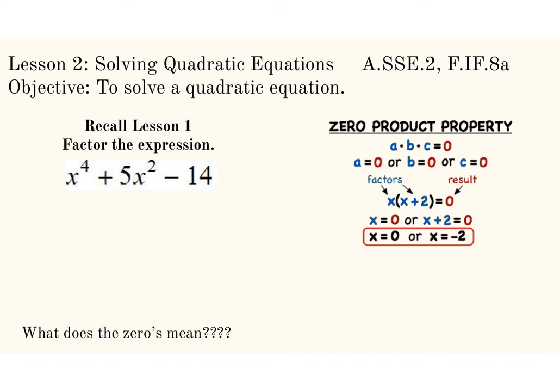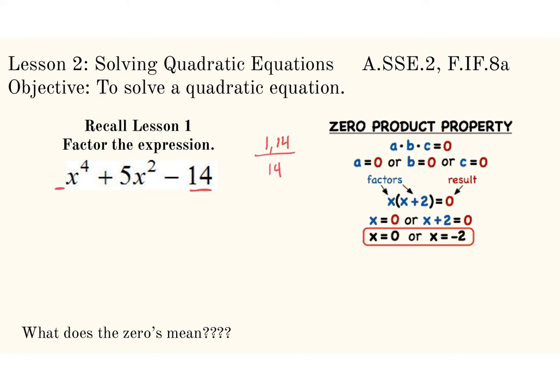Solving quadratic equations. The objective of this video is to solve a quadratic equation. So first we want to recall how to factor an expression from lesson 1. Remember, we can use the sum and product method in this case, which means to multiply the first and last term, which in this case would just be 1 times 14, giving me 14.